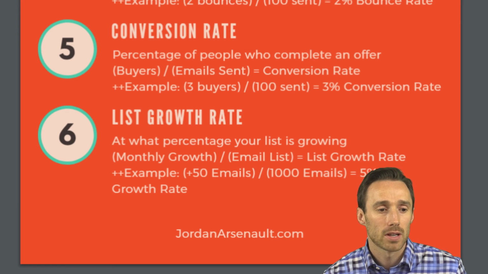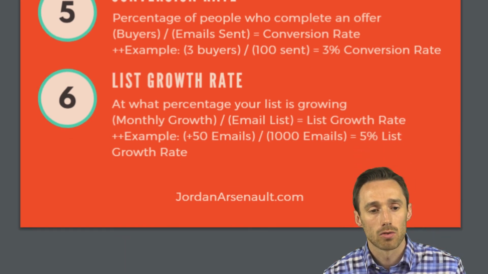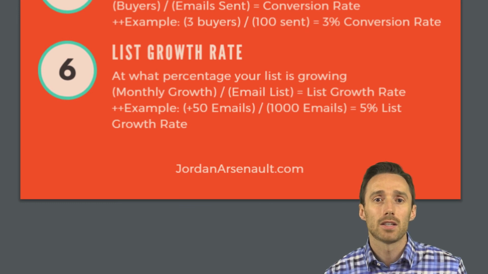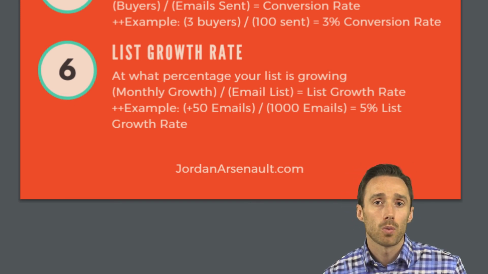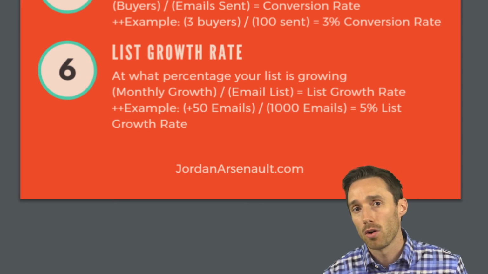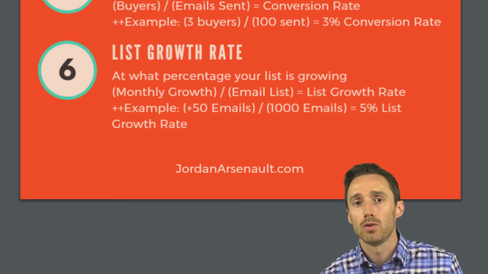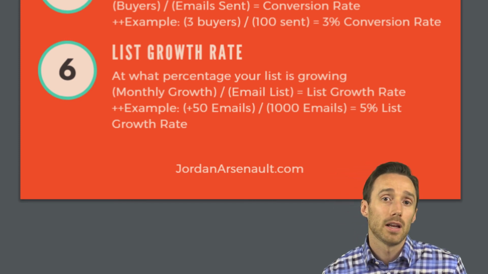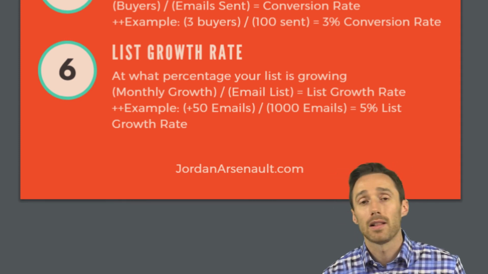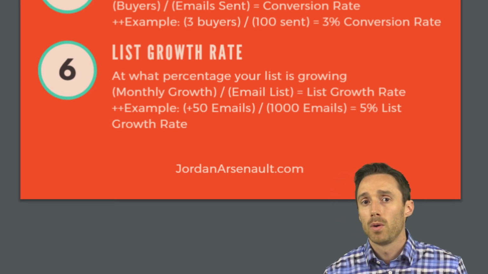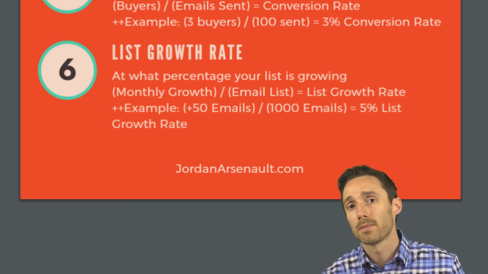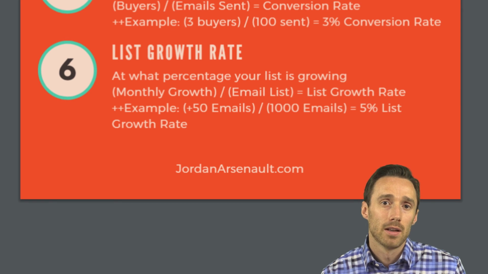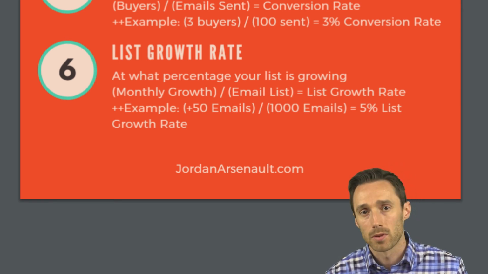The final metric that we'll look at is called your list growth rate. This gives you an indication of how fast your list is growing. To calculate monthly growth, here's what you would do. You would start with how many emails you had a month ago. Then you would find out how many emails you increased over the last 30 days. Say, if we had a month ago, we had 1,000 emails, and then in the last 30 days, we added another 50. We would just calculate that by dividing 50 by 1,000, and that would give us 5%. This means that our list is growing at 5% a month.